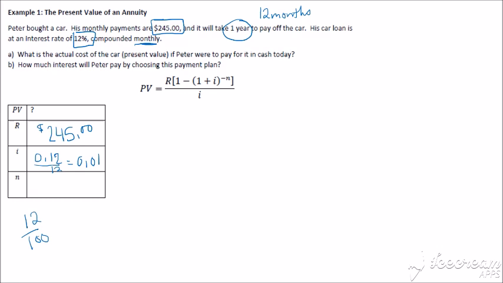Okay, and we already talked about 1 year. So it would be like 1 year times how many months a year? Well, it'd be 12 months. And all we're going to do is take this information and plug it into this formula. Okay, so the question is, what's the actual cost of the car, like the actual present value? Okay, so when we talk about present value, we can also talk about loans. Okay, what the car is worth.